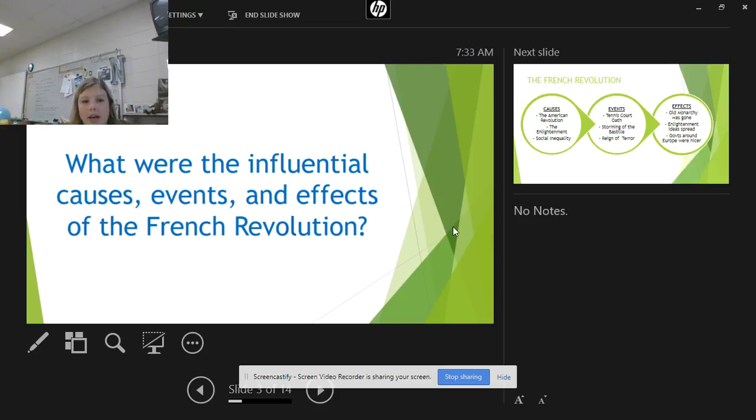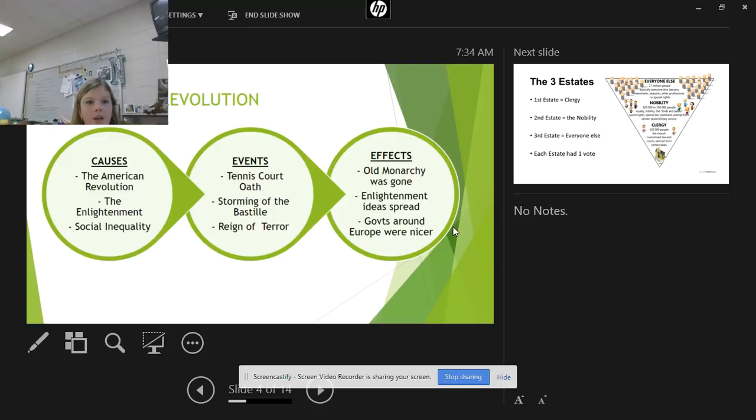So first EQ that we're looking at is the influential causes, events, and effects of the French Revolution. So just as an overview, these are what we are looking at. Remember, the causes of the French Revolution, this is going to be happening in the late 1700s. We've already gone through the Enlightenment. We've had the Renaissance. We've had those four philosophers talking to everybody about limiting governments and making sure that the kings and queens of Europe are listening to the people and not just doing whatever they feel like. So we definitely are going to see the Enlightenment as one of the causes.